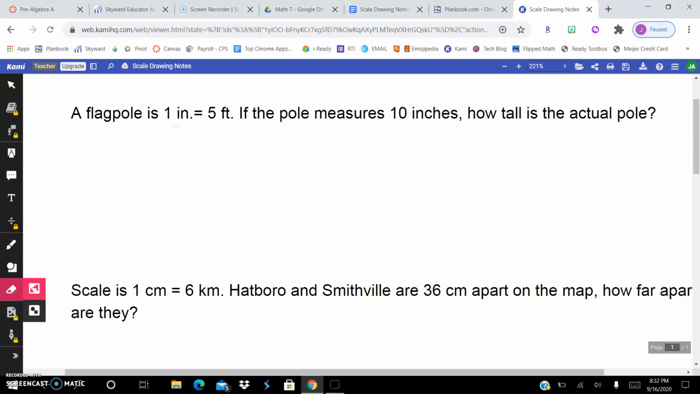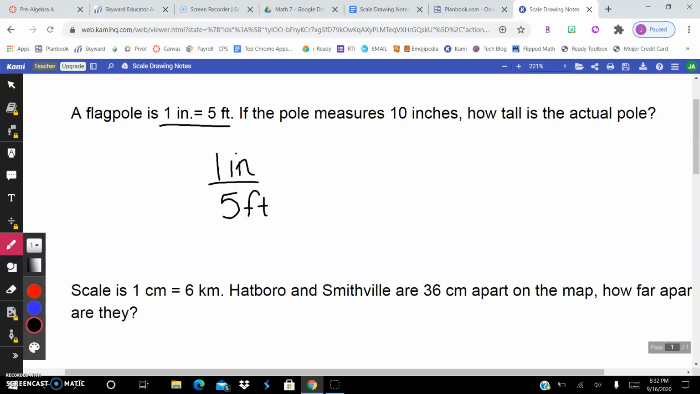So we're going to start with this scale factor that they give us right here. 1 inch equals 5 feet. And we're just going to rewrite that as a fraction. Then we're going to look at the other number they gave us. They told us it was 10 inches. So we're going to make a second fraction that's equal. We're going to make a proportion here, and we're going to line up the labels. So inches is on the top of my first fraction, so I have to keep that 10 inches on the top of the second fraction.